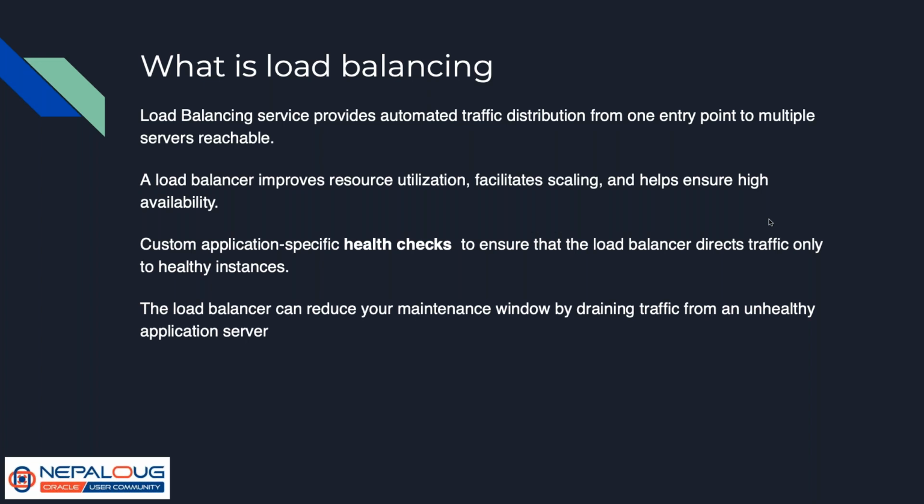And if you have multiple servers serving the same application and you have a load balancer in front of them, then you can take one of the servers down, do the maintenance, and bring that server back up. And once you are done with that server, you can repeat the same thing on another server. This way we can reduce the maintenance window by draining traffic. Basically, draining traffic means marking it as unhealthy and stopping sending traffic to the unhealthy application server. So this way we can reduce the maintenance window.